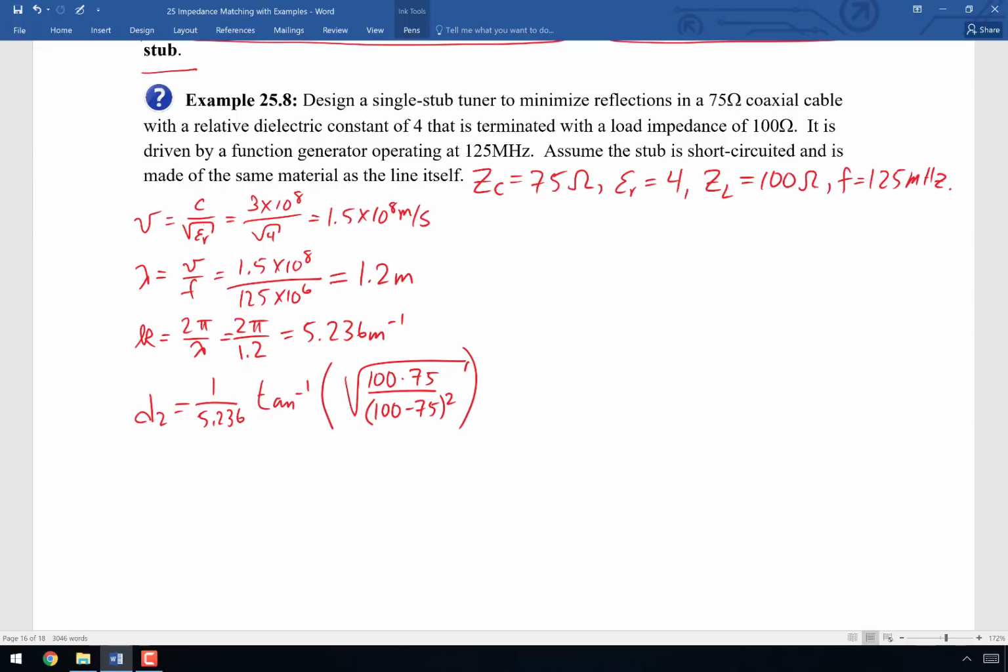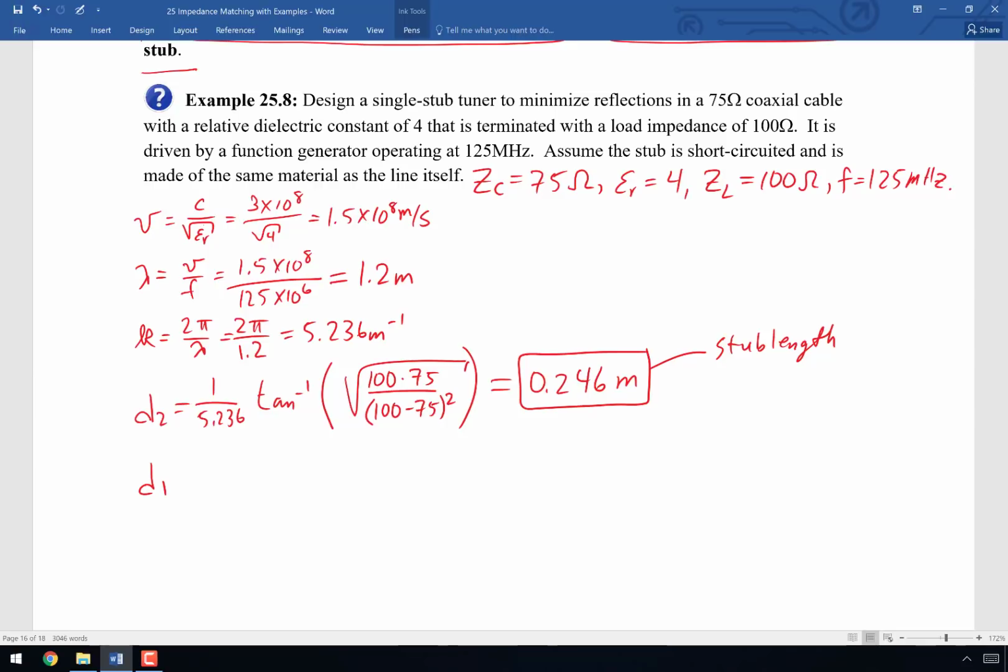Take that square root and then do that inverse tangent, and you get 0.2463. I'll just carry it to 3 significant figures, as I always do in this class. I get 0.246 meters. This is the stub length. Always calculate the length first, and then you calculate the location.